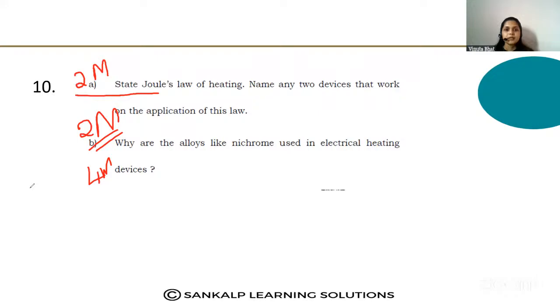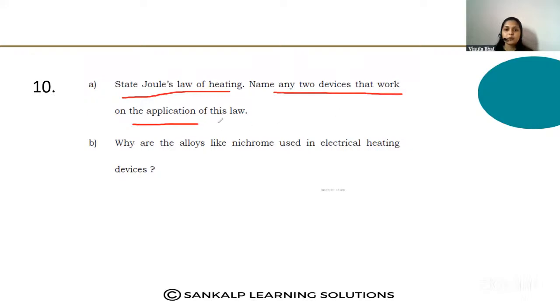State Joule's law of heating. Name any two devices that work on the application of this law. Why are alloys like nichrome used in the electrical heating devices? Let us see the answer for the first question. Already we know Joule's law of heating. In this session only we have solved that question.